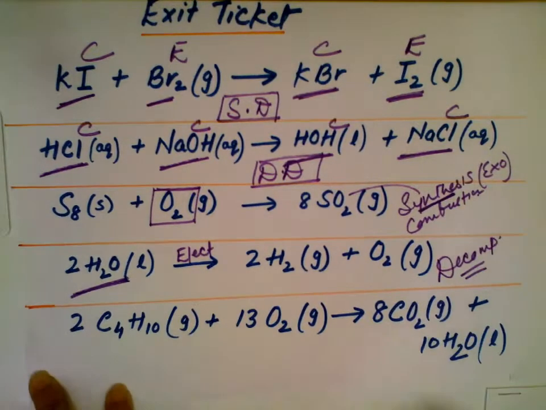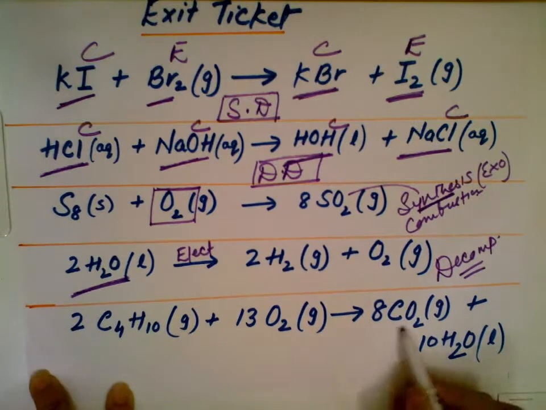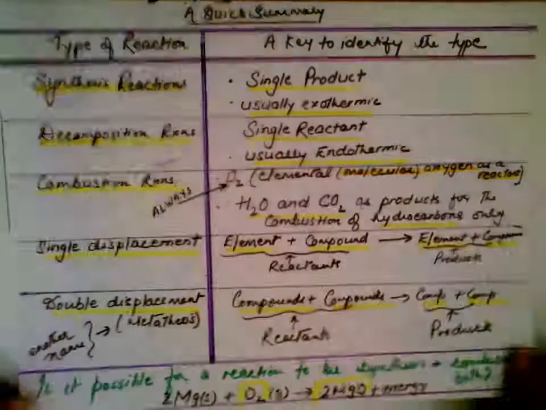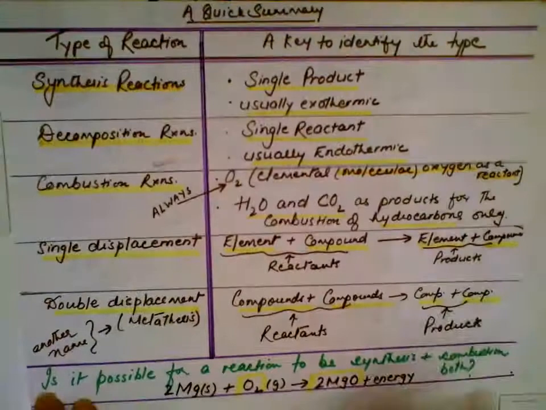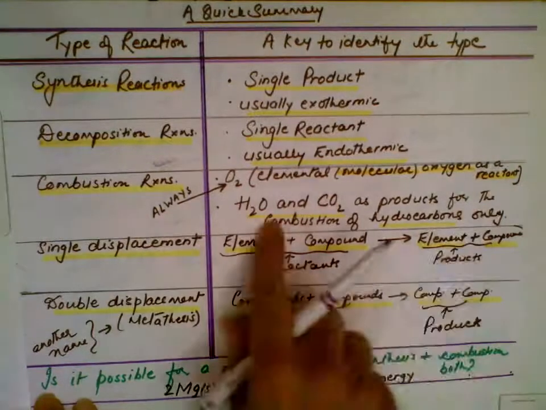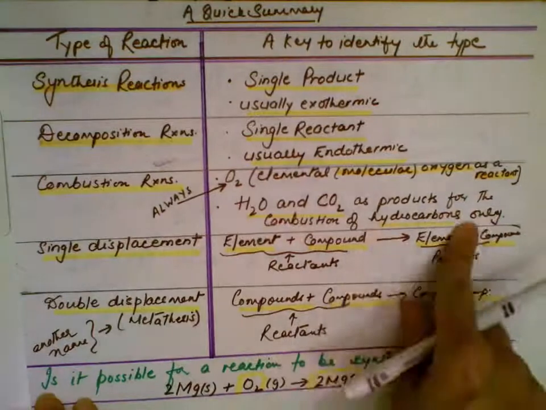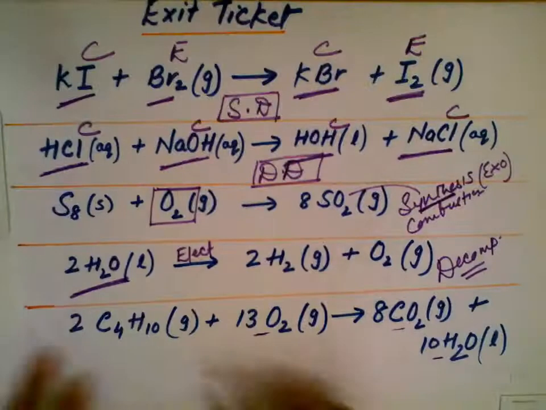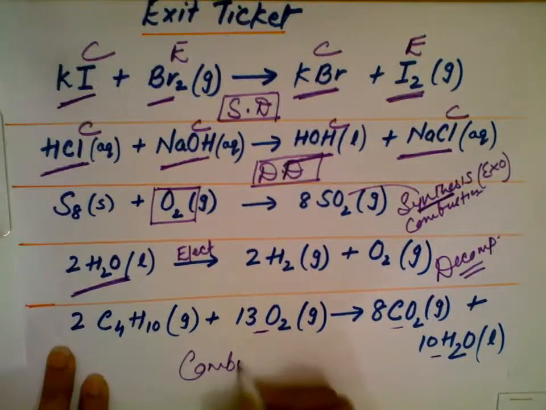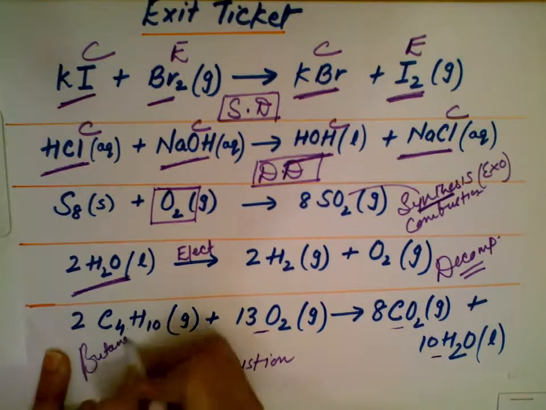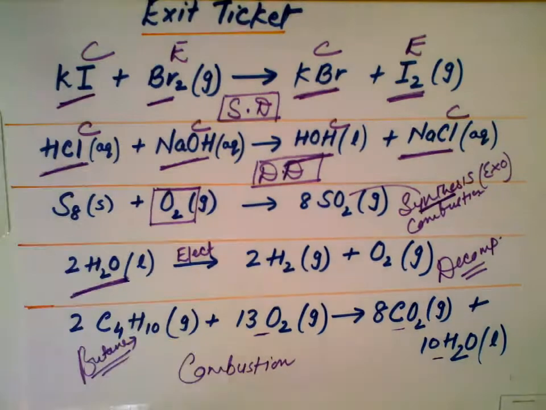Now let's look at the last one. We have carbon dioxide and water as products, and oxygen as a reactant. Where does this one fall? Look at the combustion reaction: oxygen as a reactant, water and carbon dioxide as products. That is a combustion reaction. So this is the combustion reaction of butane, a butane gas.